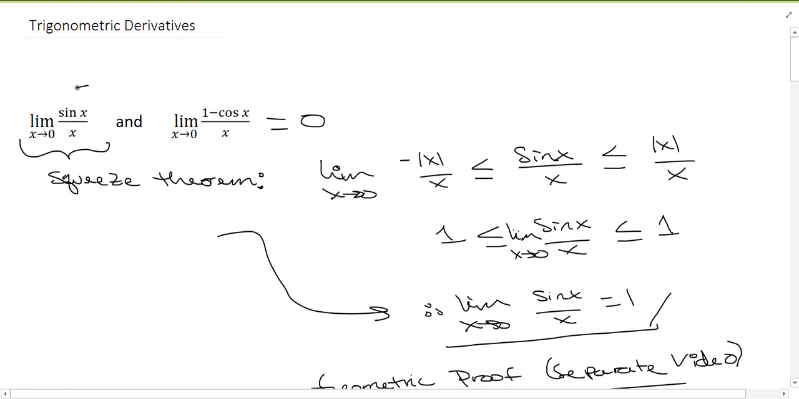So the two limits that are important here are that the limit as x goes to 0 of sine x over x is equal to 1, and the limit as x goes to 0 of 1 minus cosine x over x is equal to 0. So those are the two big limits.